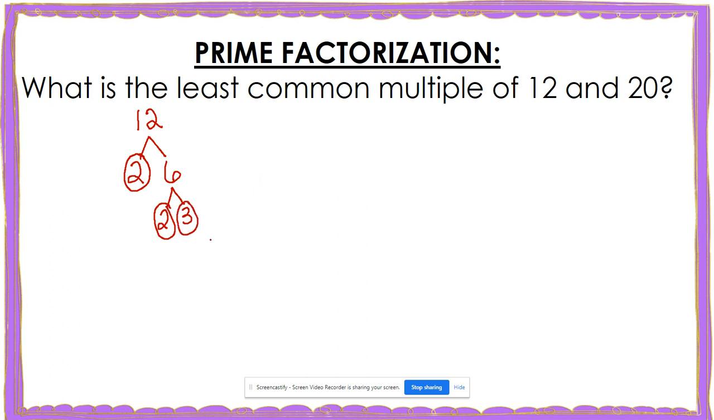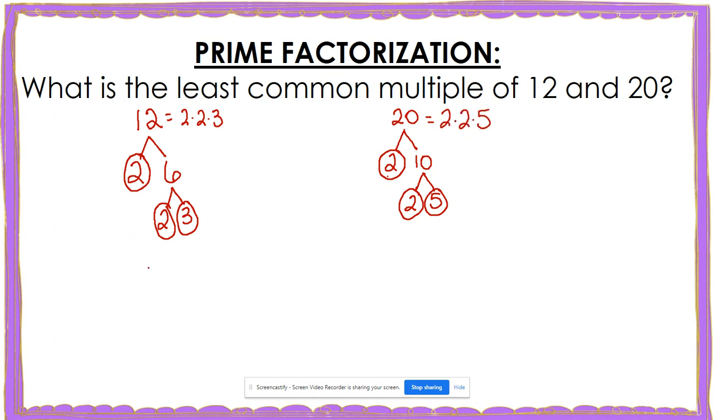Since nothing else can be made into a prime number, the prime factorization of 12 is 2 times 2 times 3. Now we need to look at the prime factorization of 20. I know that 20 is an even number, so I can do 2 times 10. 2 is a prime number, but 10 is not, so I need to break it down further. 10 can be changed into 2 times 5. And in this case, both 2 and 5 are prime numbers. So 20 is the same as saying 2 times 2 times 5.